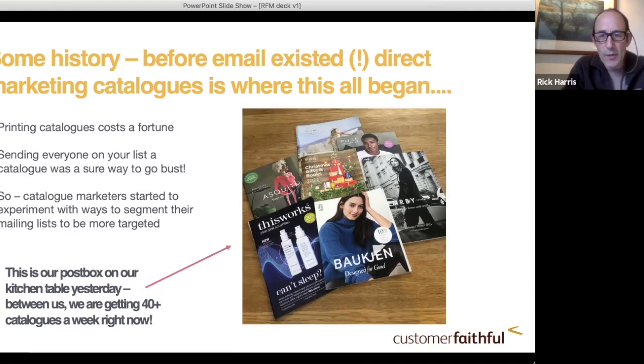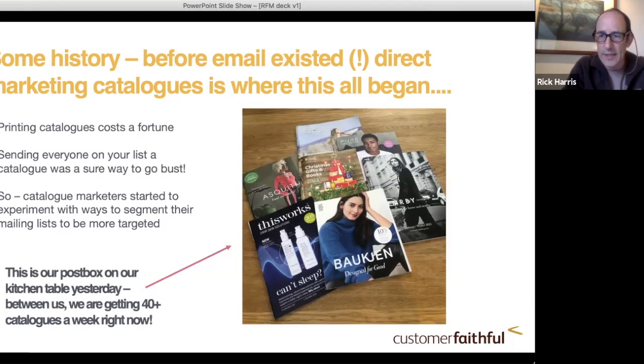And catalogs are still with us today. So that is my kitchen table, and that was a selection of some of the catalogs that I got yesterday, or Emma did actually, my partner. We are getting right now, because we're coming into Christmas, 40 catalogs a week. And how many email marketing messages I'm getting is hundreds. Now, okay, I'm on a lot of lists, but that's a lot. That's a lot of investment from these companies.